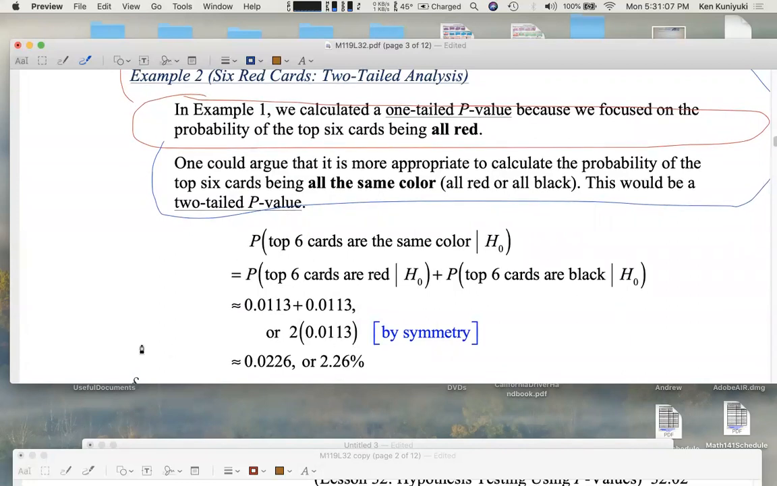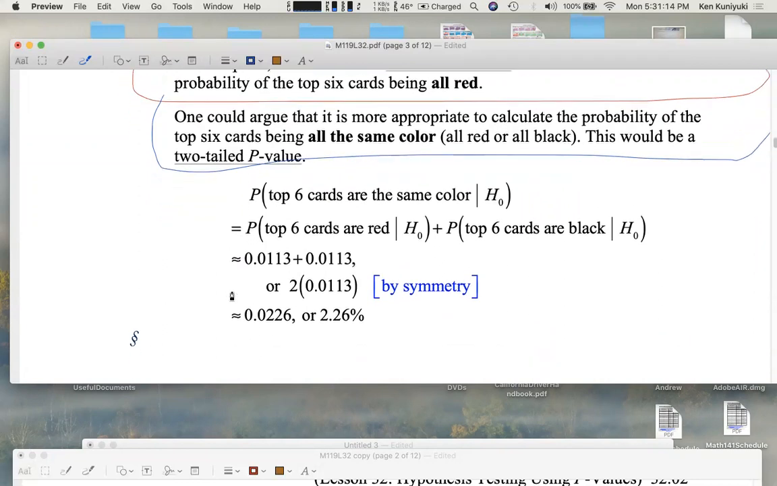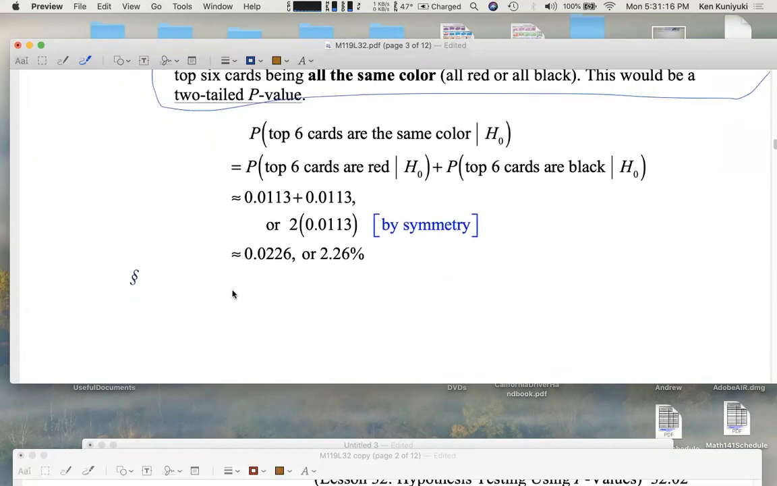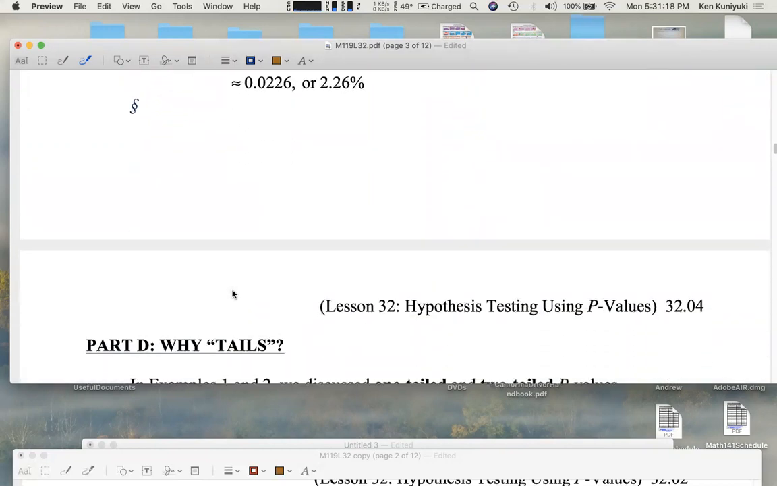Wait, what's this idea of tails? I mean, we're talking about six red cards, six black cards. What's this idea of tails? Why tails? And we'll do that in the next video.